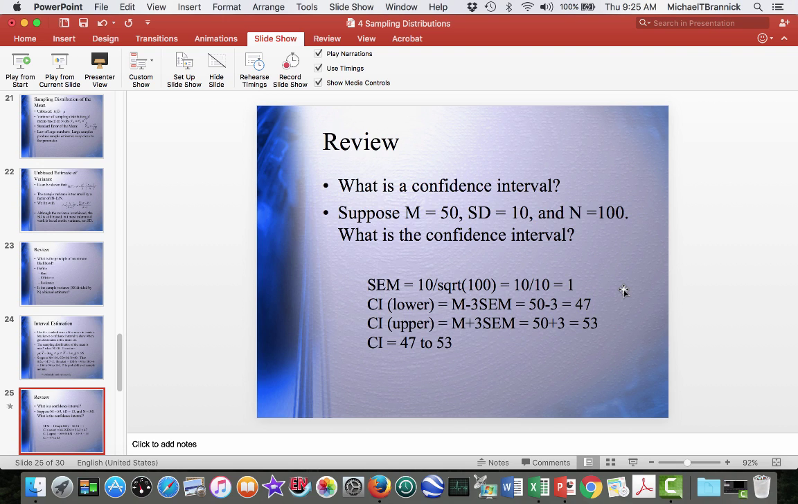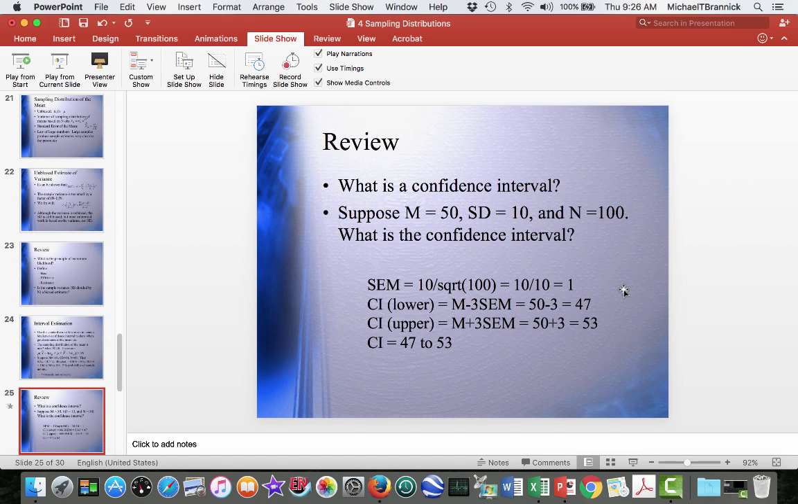Okay, so time to review. What is a confidence interval? Suppose the mean is 50, the standard deviation is 10, and n is 100. What's the confidence interval? Well, I bet you're going to get that because it's sitting right there on the slide. That disappears during the slideshow, and then I show it later. But ask yourself, what's a confidence interval, and see if you can work out with some other numbers what the confidence interval should be with a standard error of the mean of 3.